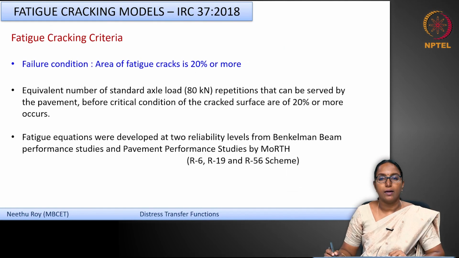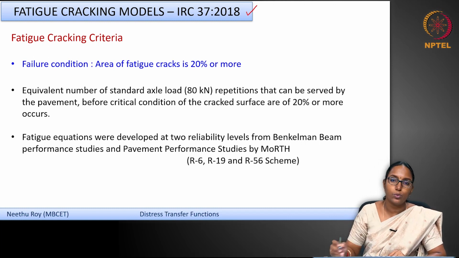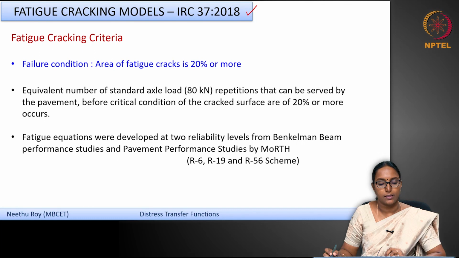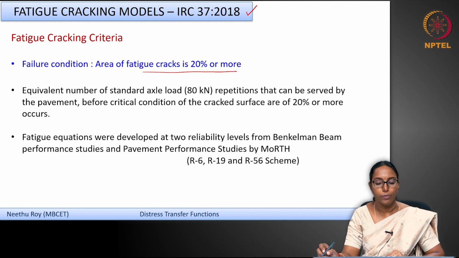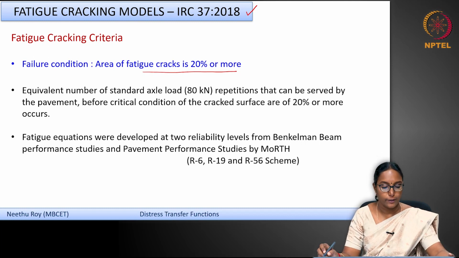3.9749 and so on. Let us see how fatigue is considered in the IRC 37 2018, or the Indian Standard Specifications. Here in IRC 37, the failure condition is considered as an area of fatigue cracking of 20% or more, as in the case of the Asphalt Institute. So similarly, 20% cracking is considered as failure.